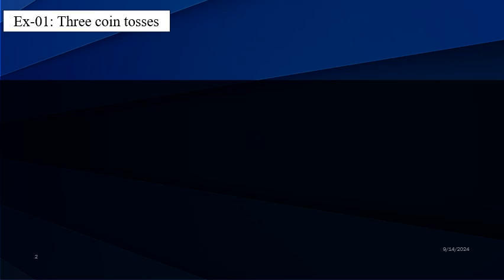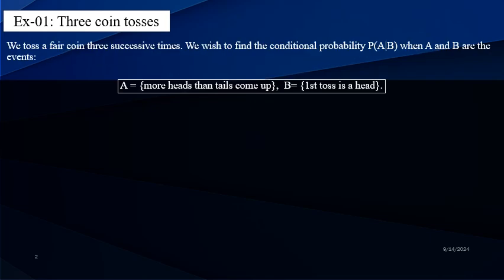A simple example is three coin tosses. If you are tossing a coin three times, or tossing three coins together, both will have a similar kind of sample space. How many elements or outcomes would be there in the sample space? 2 to the power 3, that is 8.